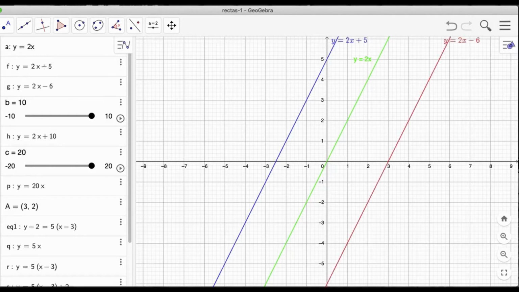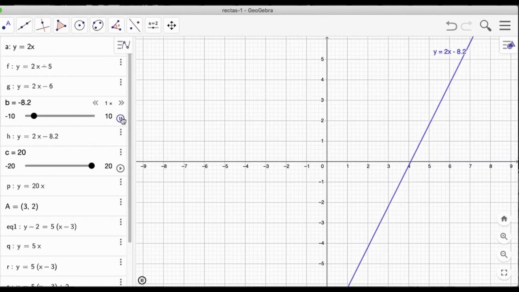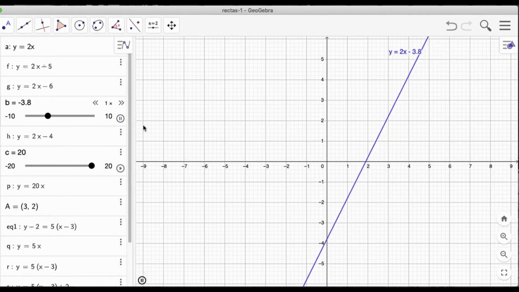Actually, we can put a slider here to see a bunch of lines parallel to y equals 2x. And you can see as we move the slider how the lines move. Observe the equation on top. Don't look only at the graph, look also at the equation as the equation moves.